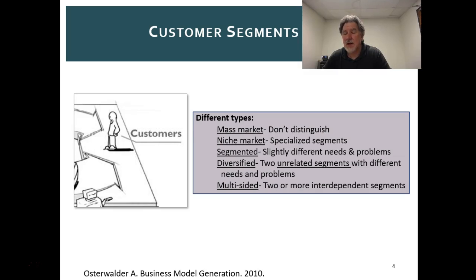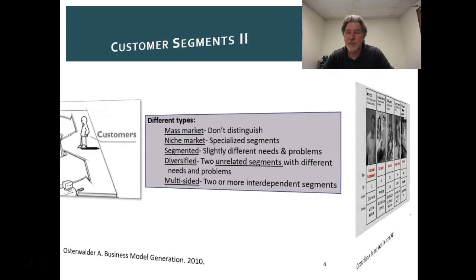Diversified is where you have 2 unrelated segments with different needs and problems. You see this in conglomerates. We see this in multi-sided situations. And then you have multi-sided, where you have 2 or more independent segments, such as in Facebook, where you have advertisers and free users, or in newspapers, where you have advertisers and people who buy the newspaper, or in real estate, the buyer and the seller.